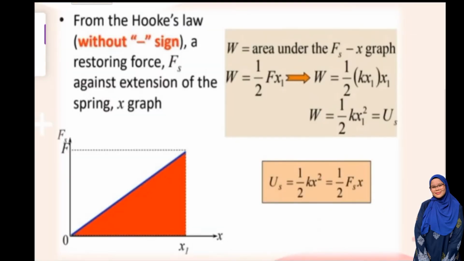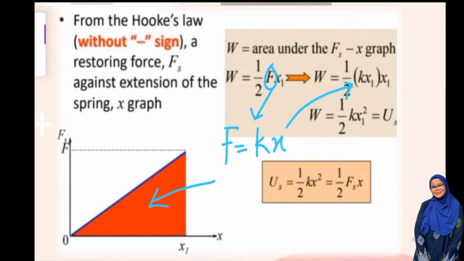From the Hooke's law, without the negative sign, we can get a restoring force against extension of the spring graph. So from the graph, we can get W, which is area under the graph. W is work, so we can get from the area under the graph. So area under the graph is 1/2 Fx. Okay, so you know that F is equal to Kx. So we substitute into F, so we get 1 over 2 Kx multiplied by X. And then we get 1 over 2 Kx square.